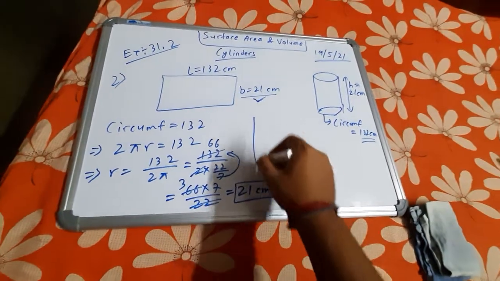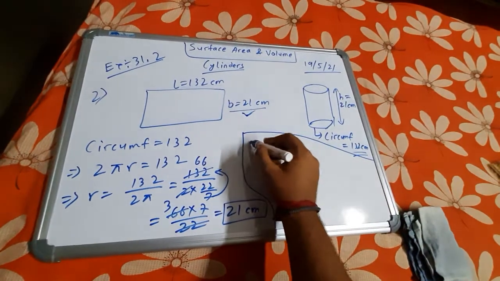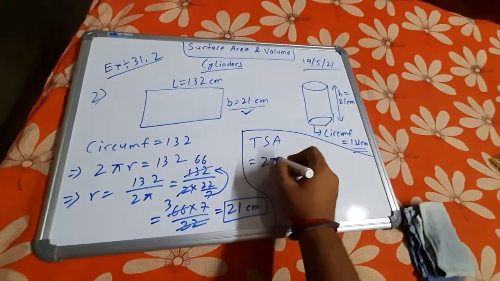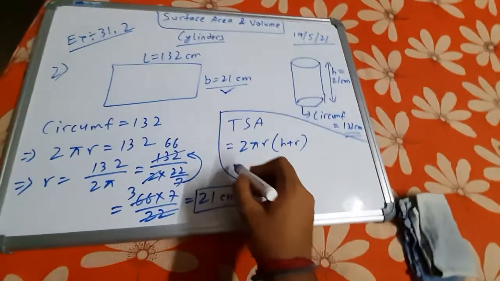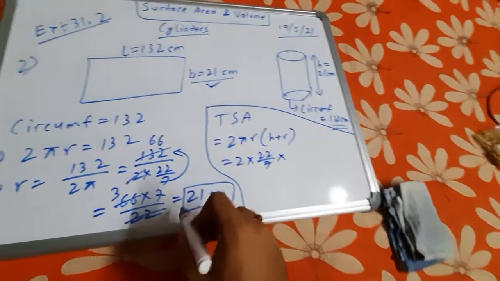Okay, now we can find the total surface area. TSA is the short form of total surface area. We can use the formula 2 pi r into h plus r. This is the formula that we are given. So let's formulate it: 2 into 22 by 7 into r. What is r? r is 21.